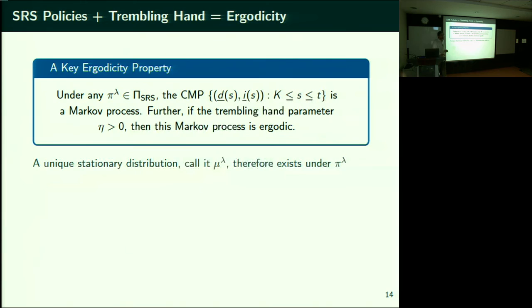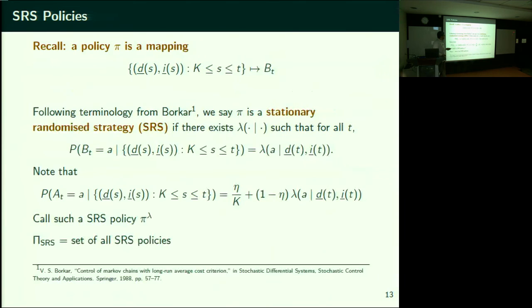If you want to come to irreducibility, you select according to lambda. Now this conditional distribution lambda may not put a strictly positive probability on each arm. That is, there may not be a strictly positive probability of selecting every arm. So let's say you always select arm 1. Always your lambda is such that lambda of dot given whatever is always a point mass at arm 1.